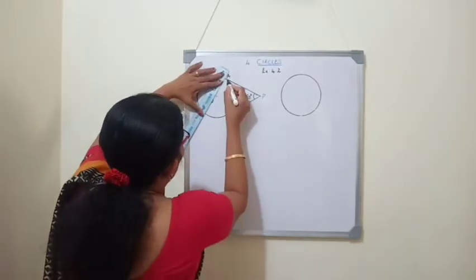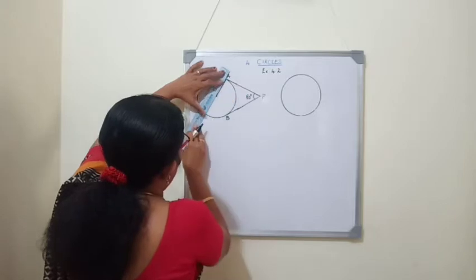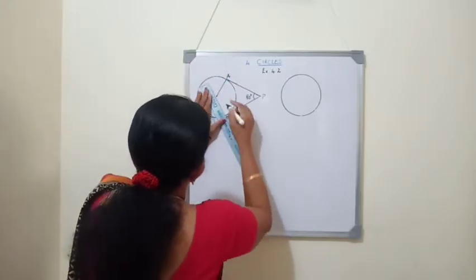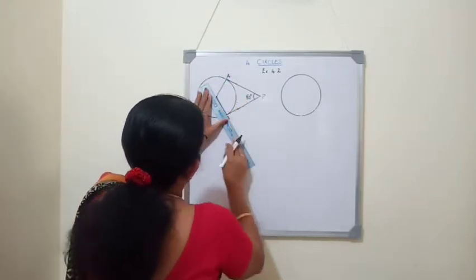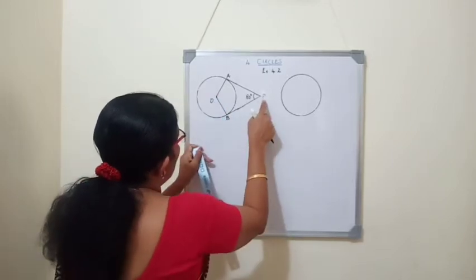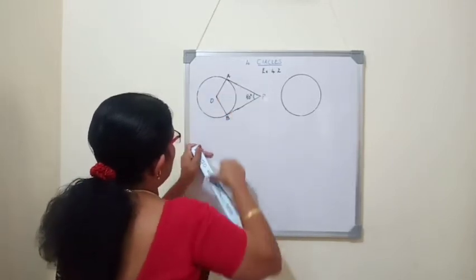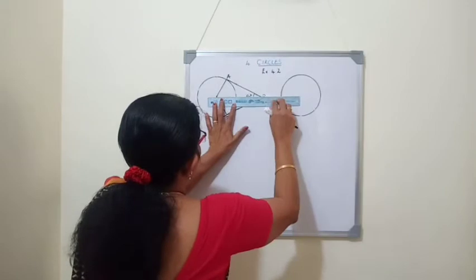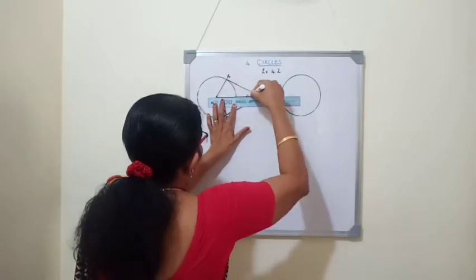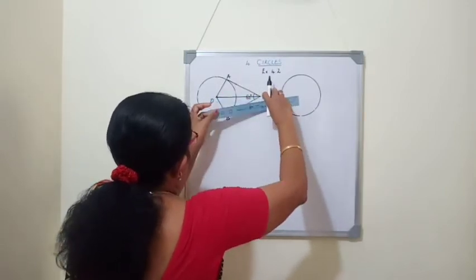Angle POA. Where is angle POA? So here now we will join the radii. We have to find out angle POA. This angle we have to find out. So how to find out angle POA?